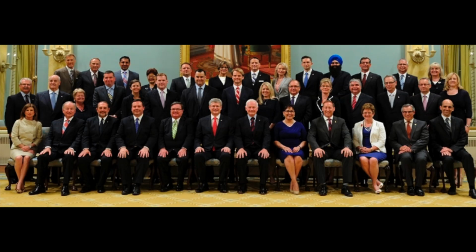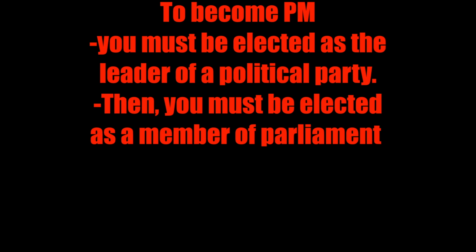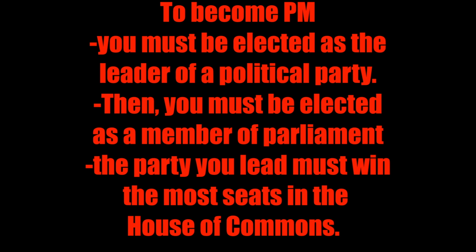Now let's talk about the executive branch. As you'll see, it will be related to the legislative branch. The executive branch includes the Prime Minister and his cabinet. The Prime Minister is the head of Canada's government too. To become Prime Minister, you must be elected as the leader of a political party. Then you must be elected as a member of Parliament, and the party you lead must win the most seats in the House of Commons.